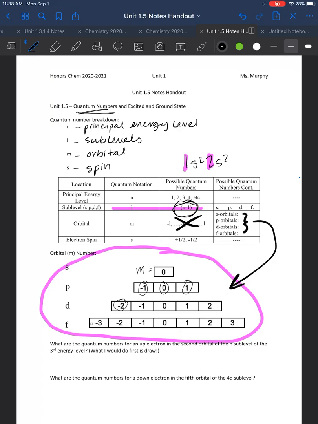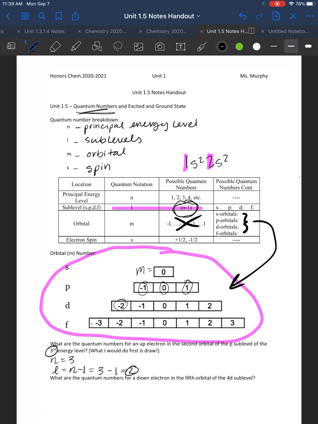So we'll practice this here. I have a question asking, what are the quantum numbers for an up electron in the second orbital of the P sublevel, third energy level? That is a lot of information, so we want to pull things out one at a time. We know we're working with the third energy level, so n is equal to 3, which then gives us L, because L is equal to n minus 1, which is 3 minus 1, which is 2. Now we have to figure out M and S.